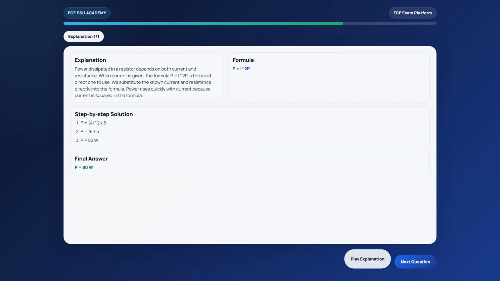Now calculate, power equals 16 x 5. Now calculate, power equals 80 W. Final answer, power equals 80 W.